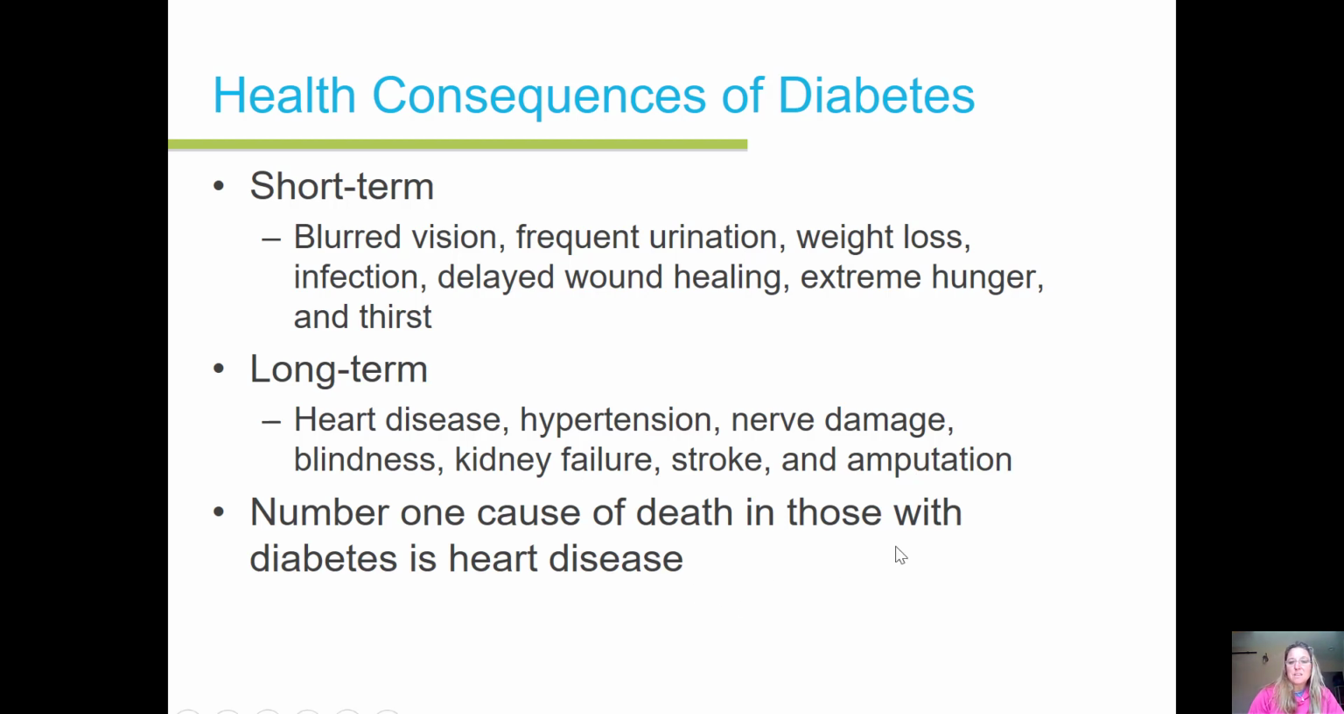So the number one cause of death in those people who have diabetes is heart disease. Okay, so people with diabetes for long periods of time tend to develop heart disease, and that's the cause of death normally.